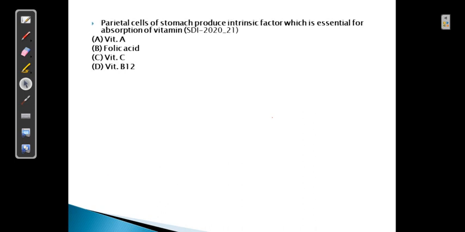One more question from the SDI exam 2021. Parietal cells of the stomach produce intrinsic factor, which is essential for absorption of which vitamin? Options are vitamin A, folic acid, vitamin C, and vitamin B12. The answer is vitamin B12. Now let's see the justification.